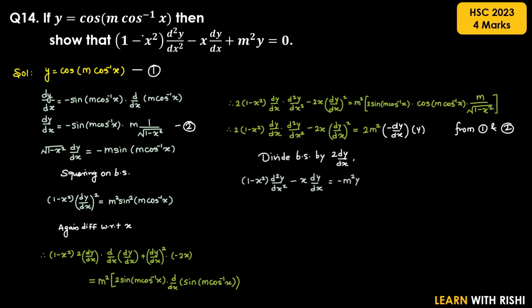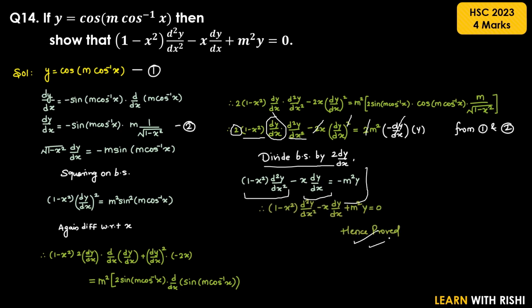Now we'll simplify. From what we have to prove, here we want 1 minus x squared and d2y by dx2. So we'll divide the whole equation on both sides by 2 dy by dx. So you'll get here 1 minus x squared d2y by dx2. From here 2 will get cancelled and one term of dy by dx will get cancelled. So minus x dy by dx. From here 2 will get cancelled and dy by dx will get cancelled. Minus m squared y. This is what we have to prove. I hope you understood how we have solved this sum. This was also asked in 2023 for 4 marks.